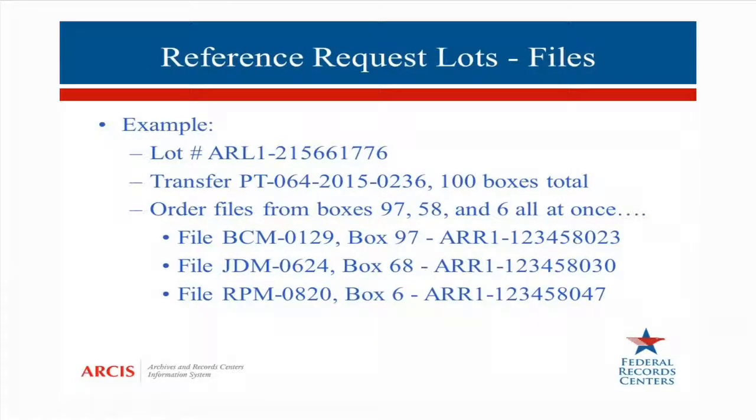For files, it's essentially the same process. From a single transfer number, a user could order file BCM0129 from container 97, file JDM-0624 from container 68, and file RPM-0820 from container 6, and so on. Please remember that you can order only containers or files when creating a lot. You cannot do both at the same time. In addition, you can only order one file from one box at a time, and I will demonstrate that shortly.